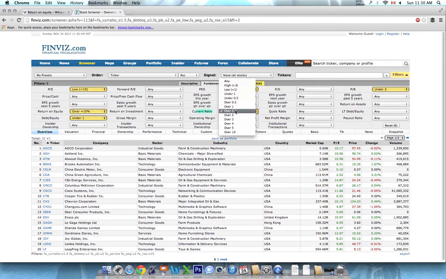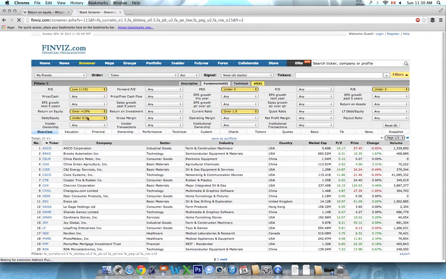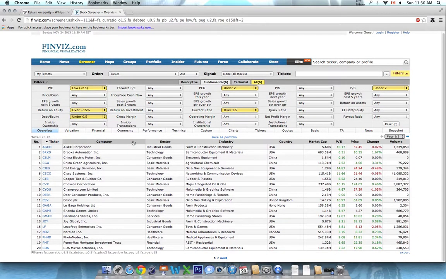screen determiner. So we want current ratio over 1.5, so we know that current assets are covering current liabilities. And I don't want anything that's ever too indebted, so debt equity is under 1 here. Again, you can change these based on your own criteria. You could do under 0.5 if you wanted. But the gist of it here is now we have a list of relatively well-valued companies that are earning a high return on equity. And some of these might look familiar to you.